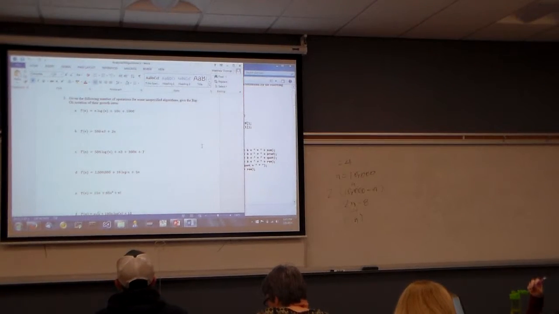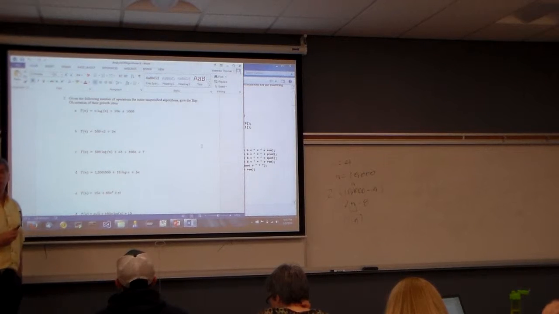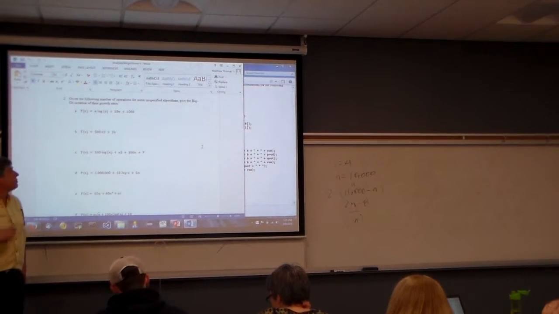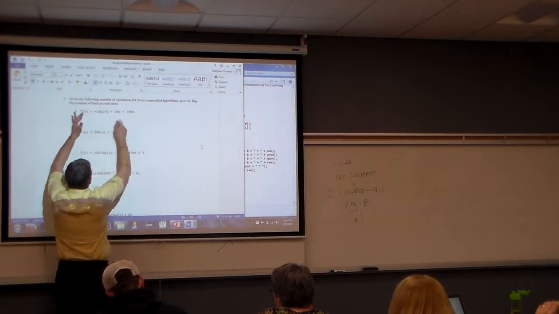So let's just go through these together. Chris, for this one right here for A, what's going to be the dominant term here? N log n, right? Because we can divide n out of both of these, which is going to go faster, n or log n? Log n, okay.